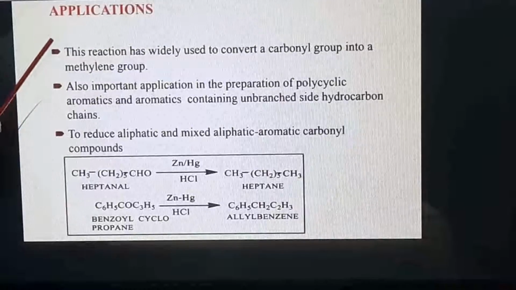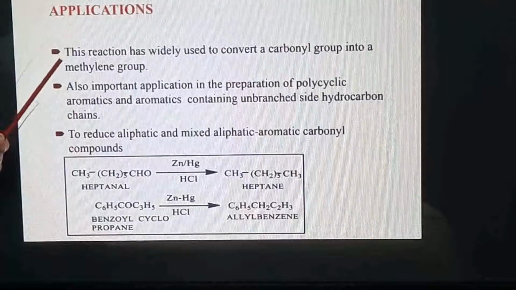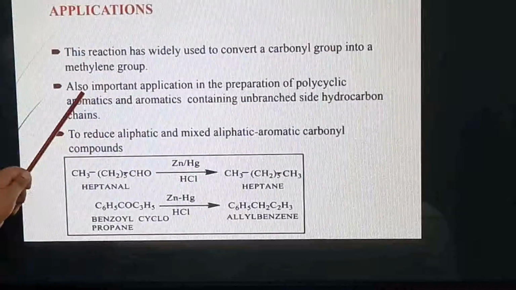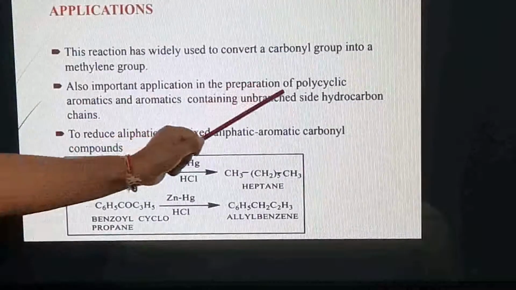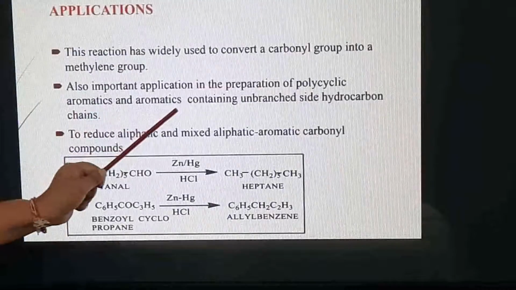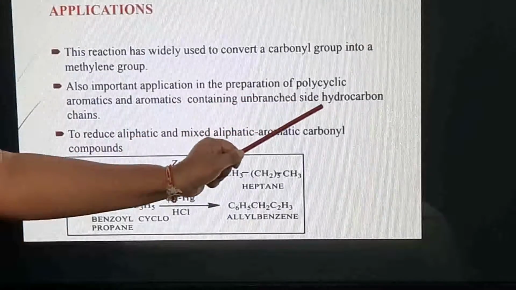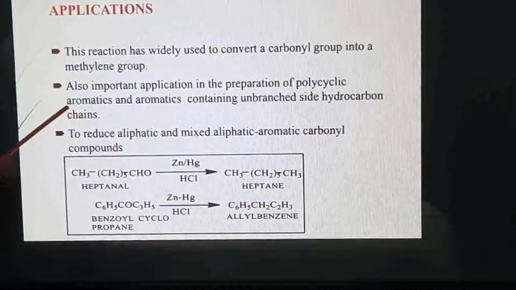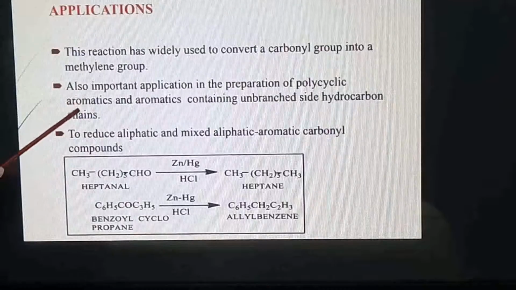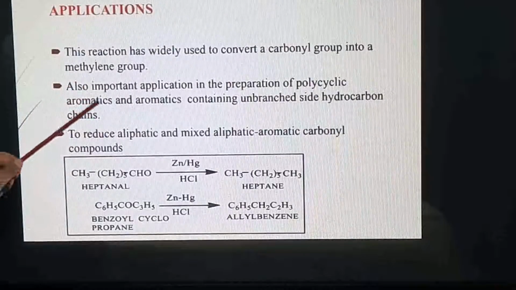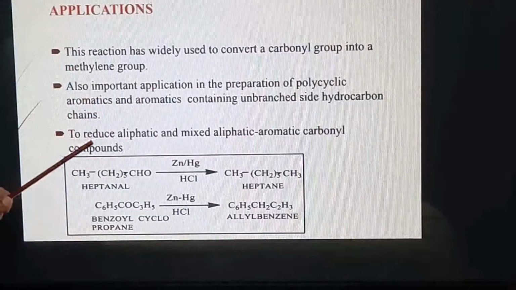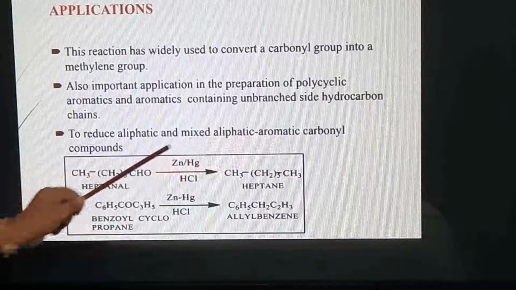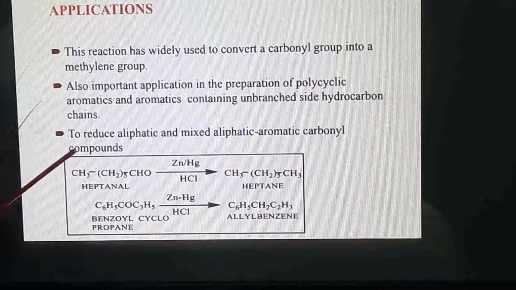These are the applications of the Clemmensen reduction reaction. It is widely used to convert a carbonyl group into a methylene group. It is also important in the preparation of polycyclic aromatics and aromatics containing unbranched side hydrocarbon chains. That means polycyclic aromatics like naphthalene and anthracene can be prepared using this reaction. We can also use it to reduce aliphatic and mixed aliphatic-aromatic carbonyl compounds.